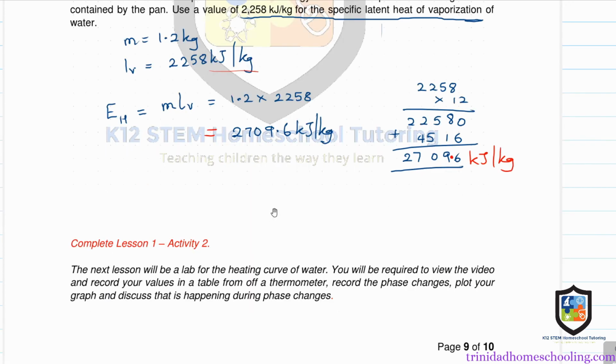So after you revise this topic, you can feel free to try activity 2. And the next lesson, we would look at a lab, and we would write up a complete lab for the heating curve of water. So pay close attention to the graph on page 7. The graph that you would need to plot for the lab will look similar to that. So as soon as you complete activity 2 and you have a good score in that, we'll move on to the lab.